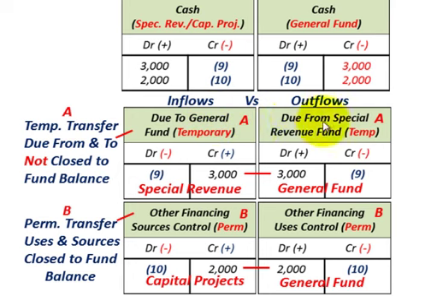So just remember what the account titles are for the temporary transfers, the due from and due to accounts, and for the permanent transfers, this is where you're going to have financing uses and financing sources accounts. Okay, so that'll end our discussion.